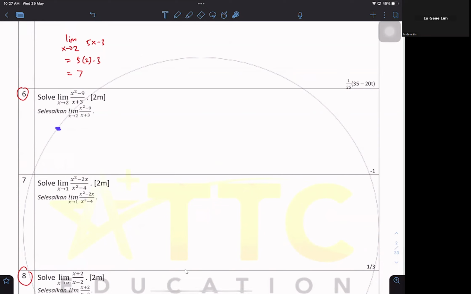Like number 6, now limit x into 2. We sub 2. So 2 squared minus 9 over 2 plus 3. 2 squared minus 9, you press calculator, which is negative 5 over 5, which is negative 1, right? Basically you substitute, okay?